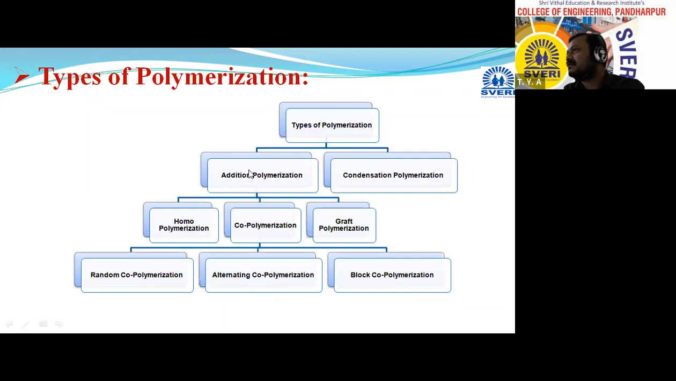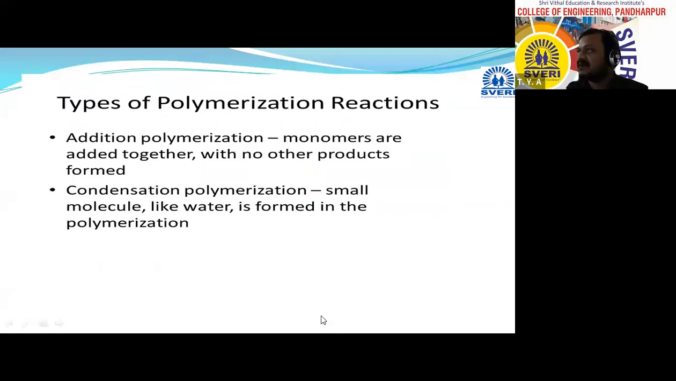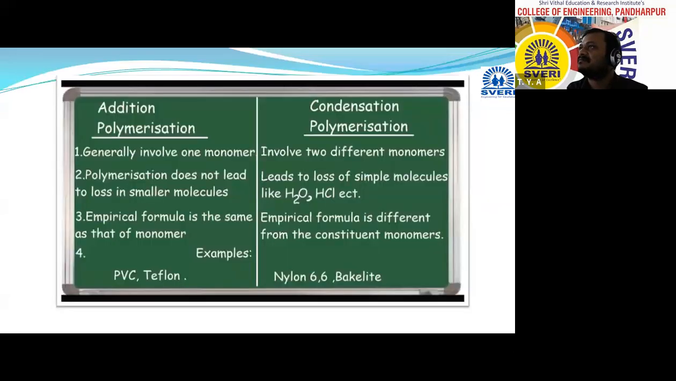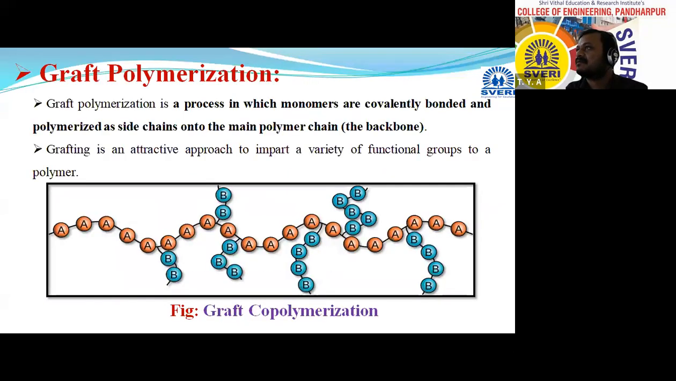Okay. And now we have completed addition and condensation polymerization. Then homopolymerization is also completed. Copolymerization we have also discussed, with three different types. Then graft polymerization, this is remaining. What is graft polymerization? I have added one slide for that here. Yes, this is graft polymerization.